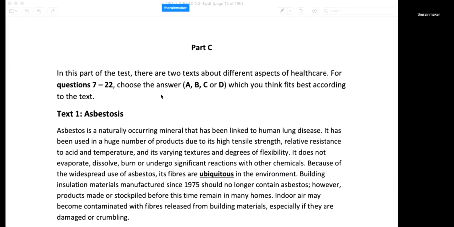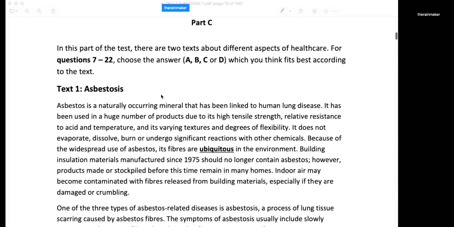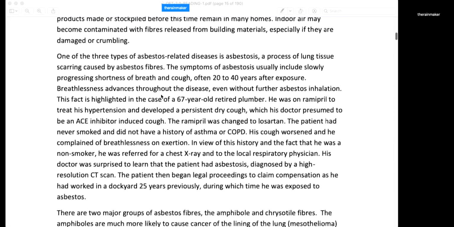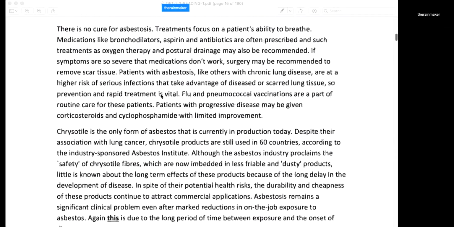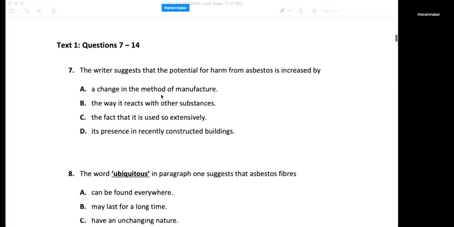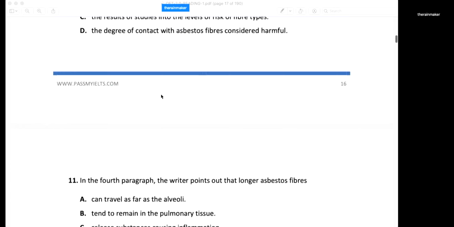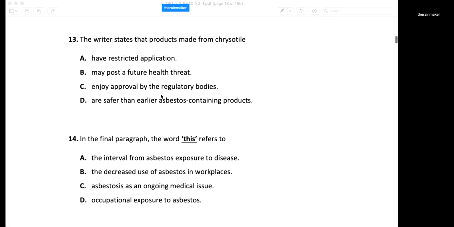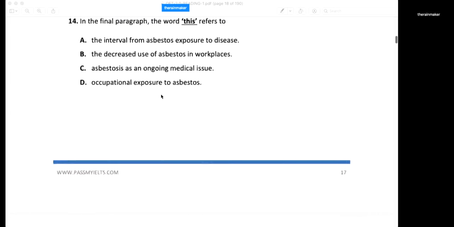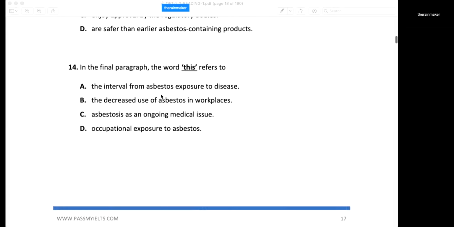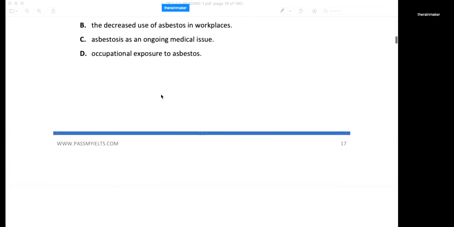This particular reading calls it text asbestosis. Look at the size of the paragraph there. 1, 2, 3, 4. It's pretty long, isn't it? And then you'll have 8 questions related, right? I'm going to come to this in detail in a bit, but just understand what is there and what is not there, first of all. The pilot view, the bird's view.